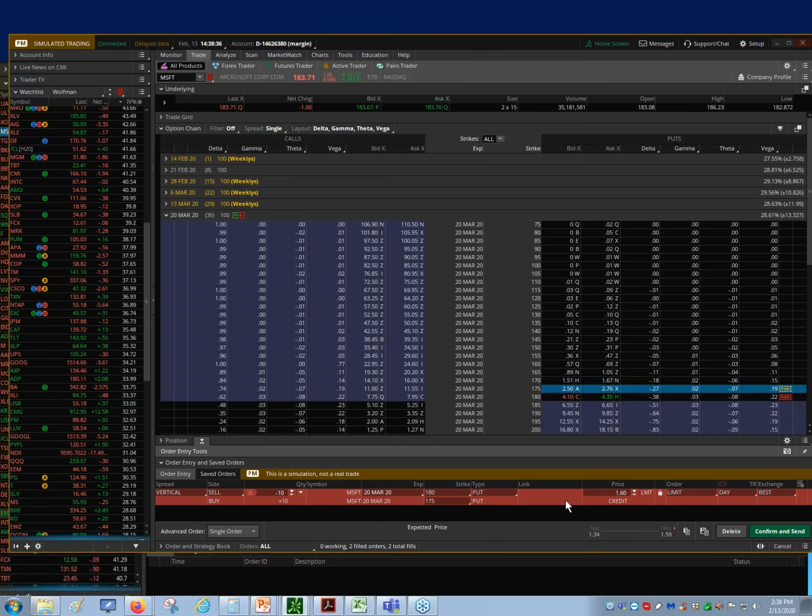My break even, remember, is that $180 minus the $1.60, so my break even is at 178.40. If I put this stock and it was trading 179 on March 20th, my break even is still below where the underlying is trading. At the end of the day, even if it's trading at $76, I'm going to be happy with owning Microsoft at 178.40, because that's where I've chosen to put that on.